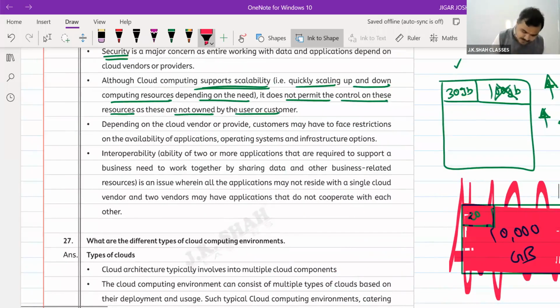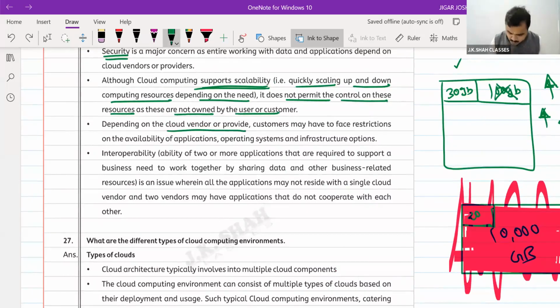Depending upon the cloud vendor or provider, the customer may face restrictions on availability. So the first one is the scalability issue, and the second is the availability issue. Are you conceptually clear with this? 100%. The last point is very important because it is fully technical.